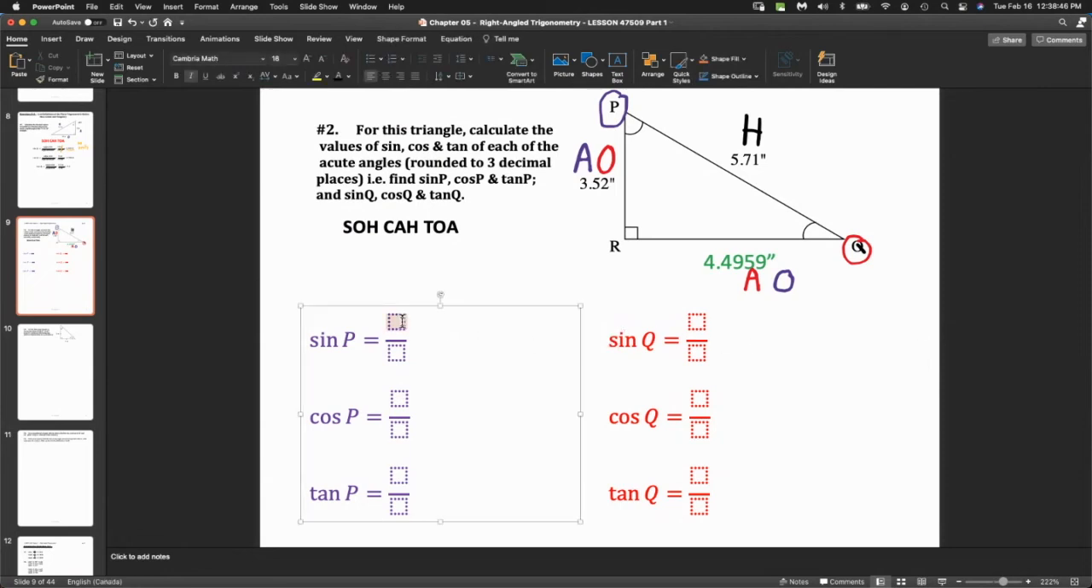So we have P. Now sine is opposite over hypotenuse. So this time I'm just going to write O and H, because I don't think you need to write the whole word opposite there. So opposite is 4.4959 divided by 5.71. I'm not writing the units here, so I should be careful because I want to be a good example to you.